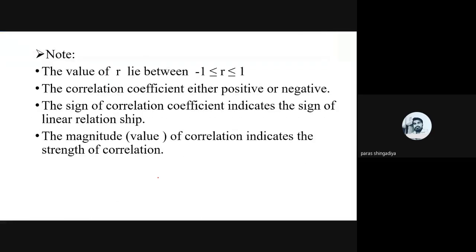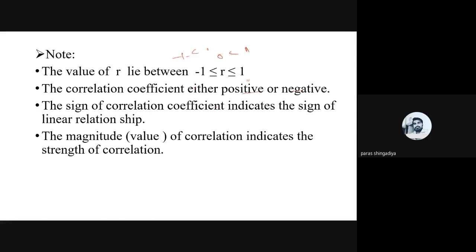And there is one limit on this answer. The value of r should lie between -1 and 1, and the correlation coefficient is either positive or negative. If it is from 0 to 1, then it is a positive value, and if it is -1 to 0, then it is a negative value. Otherwise it will be negative.